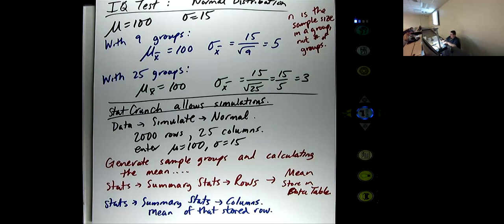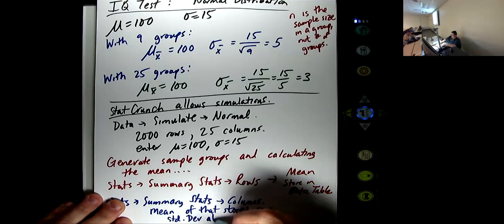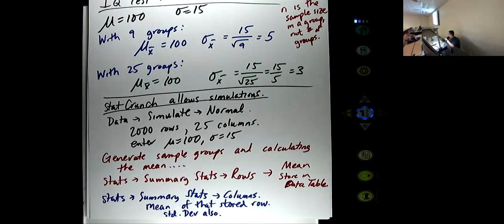I'm gonna do the mean of the stored row. I'm also gonna do standard deviation. I'm gonna show you that the standard deviation goes down. It will no longer be 15. You guys ready?